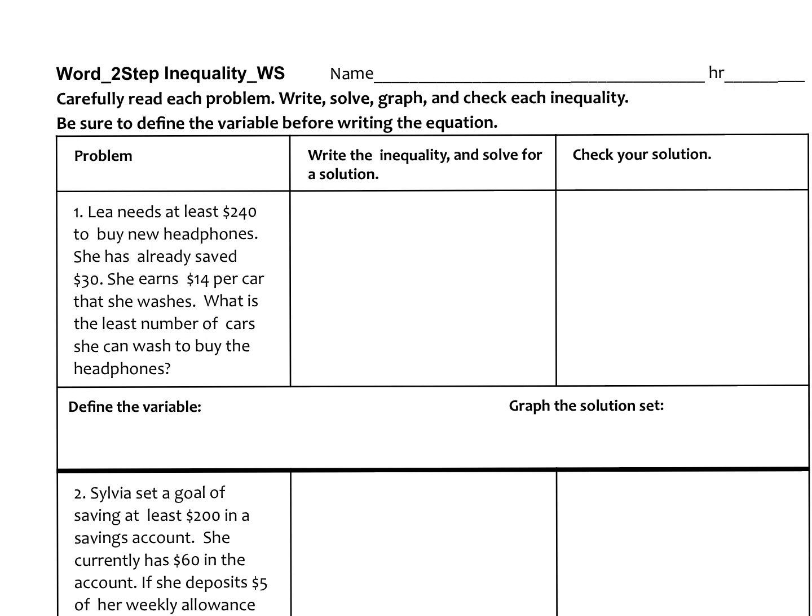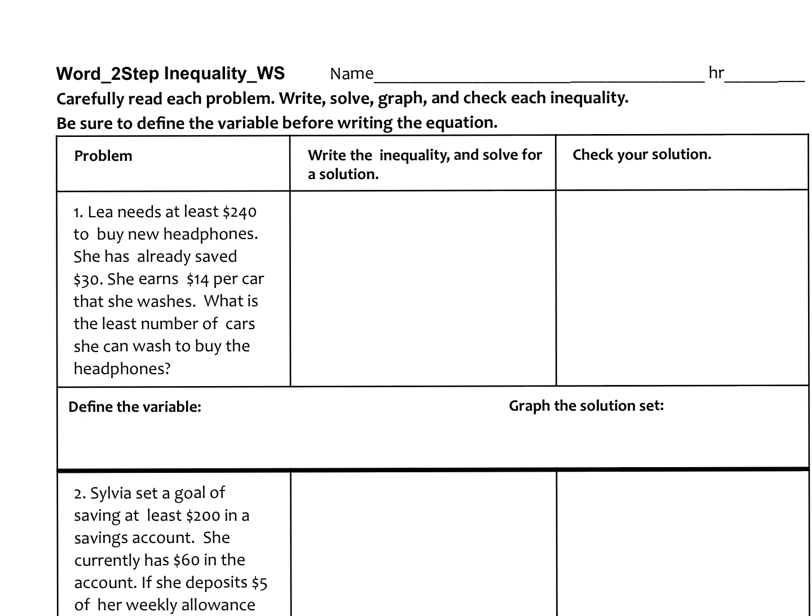So we're going to continue with word problems on two-step inequalities, and I'm just going to encourage you that anytime you have word problems, read the problem really carefully, more than once often. We're going to write, solve, graph, and check each inequality. We're going to be sure to define the variable before writing the equation. So here's our first problem, number 1.